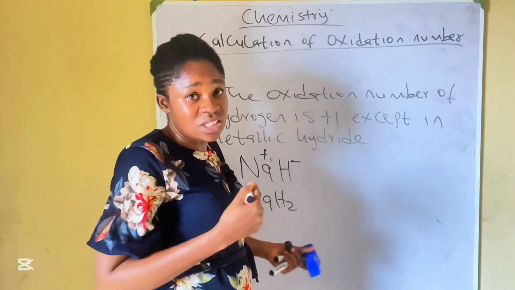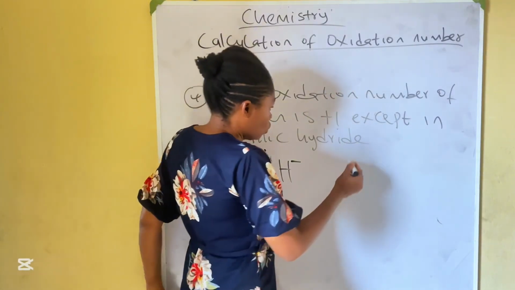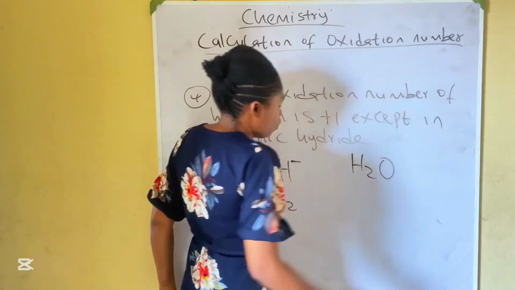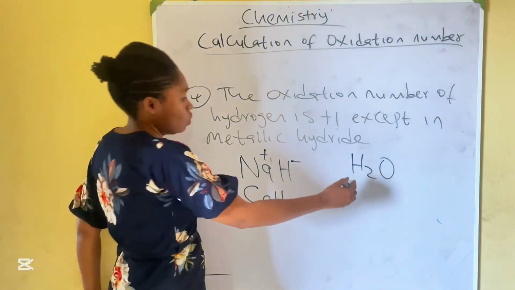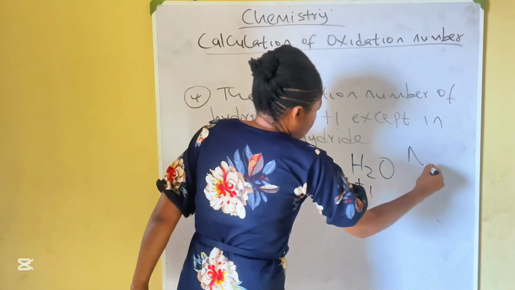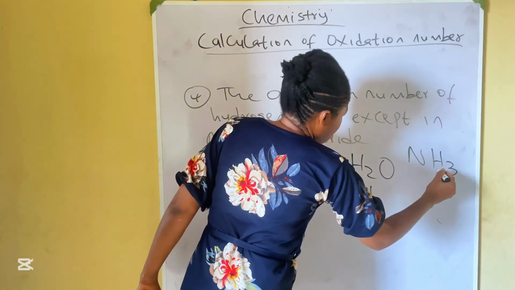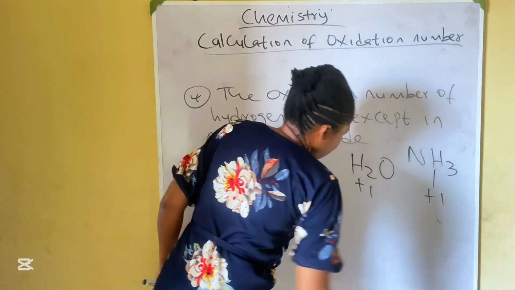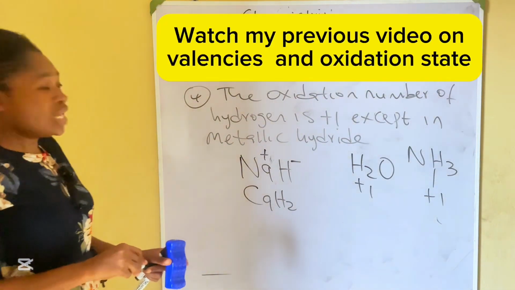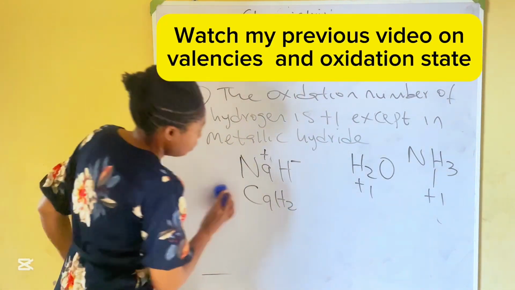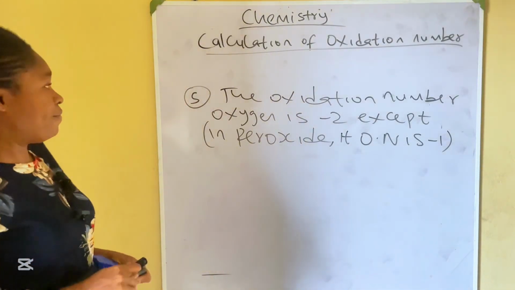the oxidation number of hydrogen there is what? +1. Look at this. In water, the oxidation number of hydrogen here is what? +1. In ammonia, the oxidation number of hydrogen here is what? +1, and so on and so forth. Let's look at rule number 4. Okay, let's look at rule number 5.